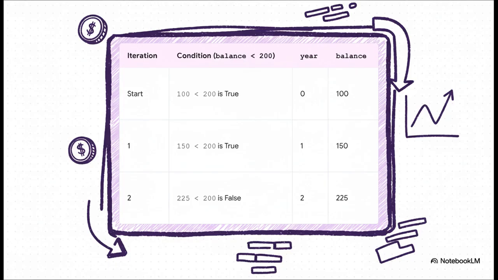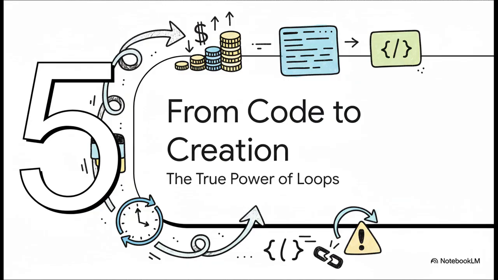Now, is 225 less than 200? No, it's false. The loop stops. The final answer is 2 years. See? Because the loop had to run twice to get us to year 2, we know for sure that the counter had to start at 0. Hand tracing proves it.